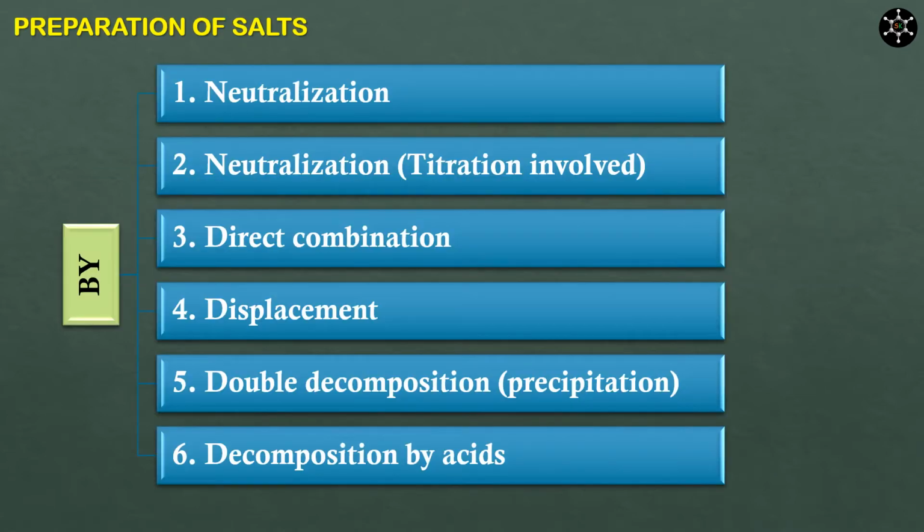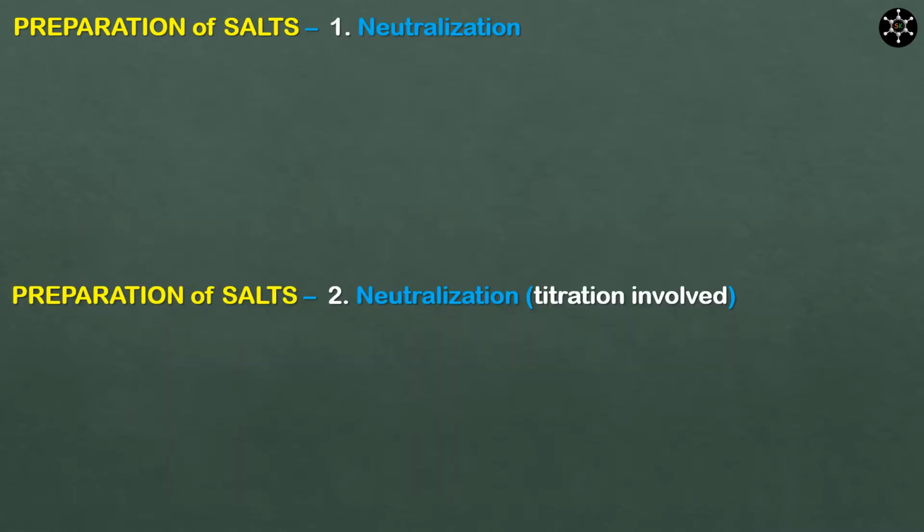The discussion in this video is about preparation of salts through the neutralization method, neutralization where titration is involved, direct combination, displacement, double decomposition or precipitation method, and decomposition by acids. Under neutralization, we have two categories. One is simple neutralization, another one is where titration is involved.